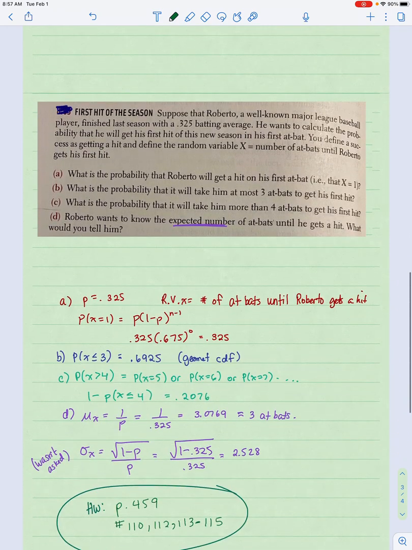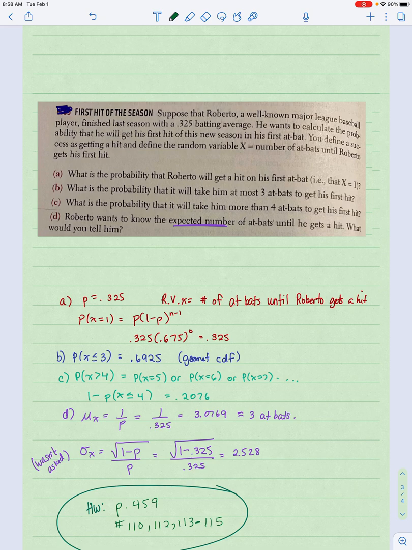All right, so here's an example that came from your old textbook, but I'm going to use it anyway because I couldn't find one like it in the new textbook, and I liked it. So it's about a Major League Baseball player, and his average was 325. That means that that's how often he gets a hit when he comes up at bat. He wants to calculate the probability that he'll get his first hit in the new season at his first at-bat, which is pretty hard to do.